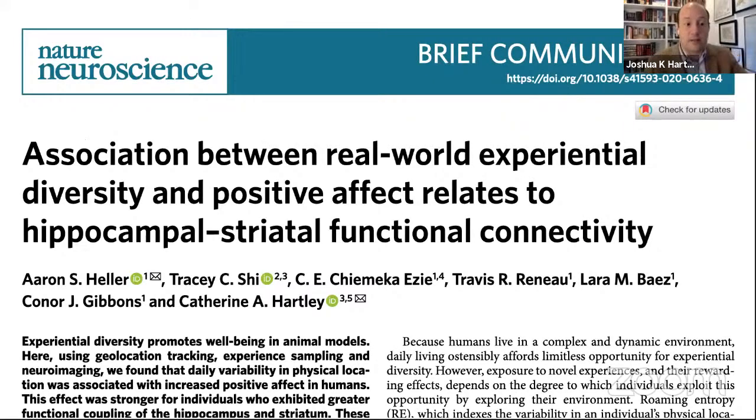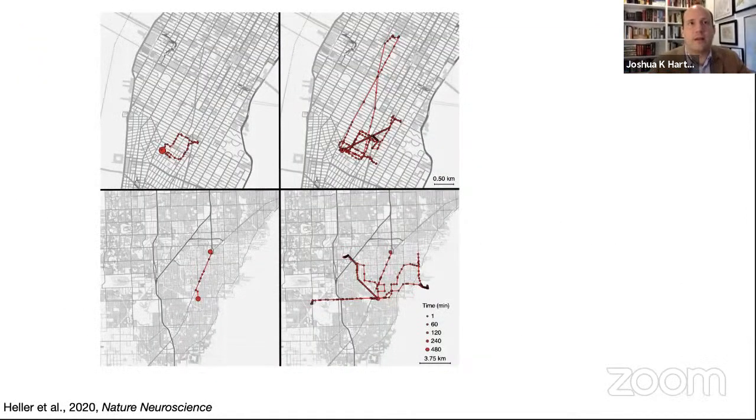So here, I just learned about this study yesterday. I think this is super cool. Subjects were recruited in a more standard way, but they had an app on their phone that reported their mobility data, right? So this is where four different people went on a given day around Manhattan. They ran some of their subjects in New York, and I believe some somewhere in Florida. I forget where exactly.